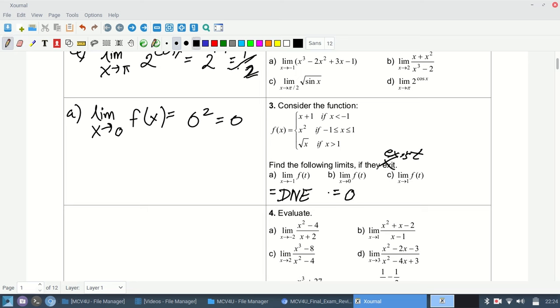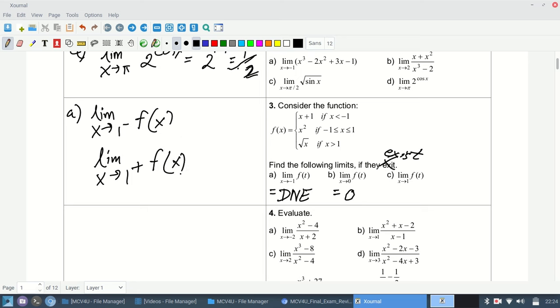I apologize. 0. Okay. And now for an x value of 1, we again have to evaluate one-sided limits. So we're going to do the limit as x approaches 1 from the left and the limit as x approaches 1 from the right of f of x. Okay, so from the left, I've got to use this function, x squared, right? So I do 1 squared, and that's 1. From the right, I do square root of 1, and I get 1. So both are equal, so that is the limit value. It is 1.